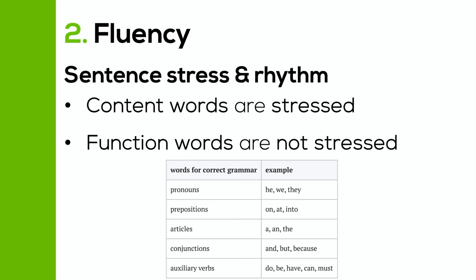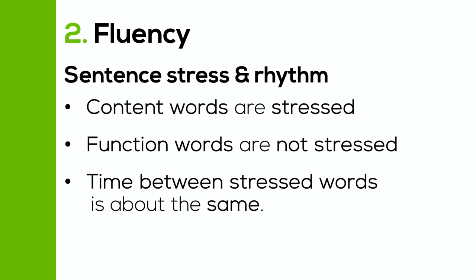On the other hand, function words are not stressed. Function words are basically the grammar words. These include pronouns, prepositions, articles, conjunctions, and auxiliary verbs in the positive form. So these grammar words are not stressed, only stress the content words. In terms of rhythm, the time between the stressed words is about the same, and this creates the rhythm in our sentences. English is what we call a stress-timed language.